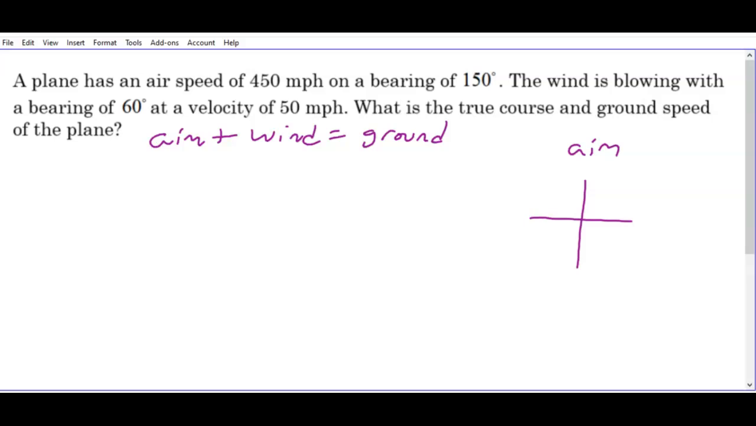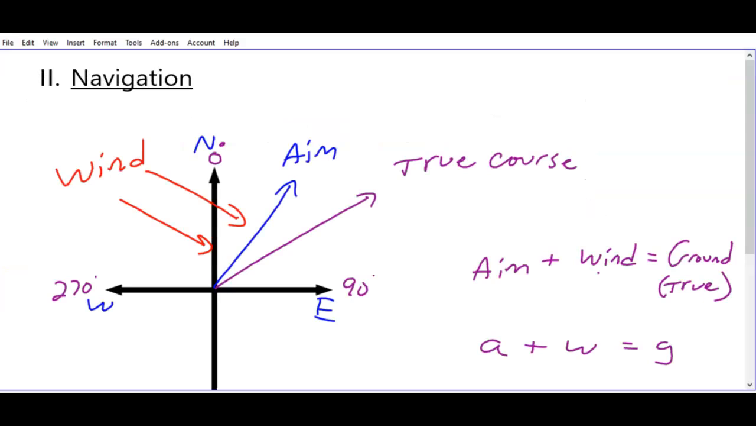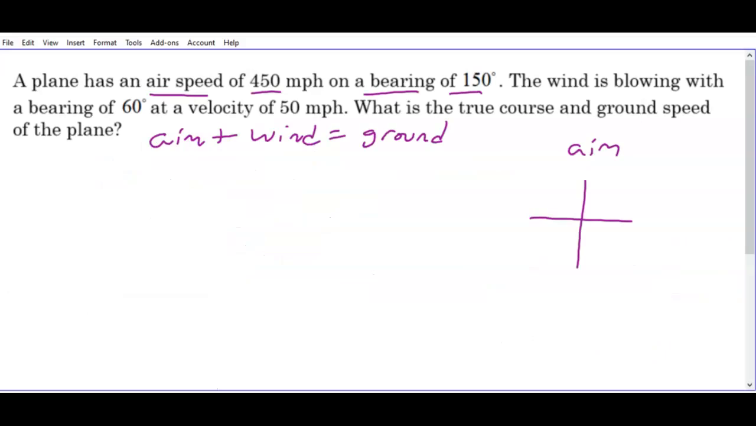So it has an airspeed of 450 and a bearing of 150. Since it uses this word bearing, we're talking about coming from the north. That's where we're starting. And we're going this direction. So planes, they have that bearing there. All those angles are always measured from the north. So where's 150 degrees? Draw your vector. Hopefully you drew it somewhere down here. Because there's 150.